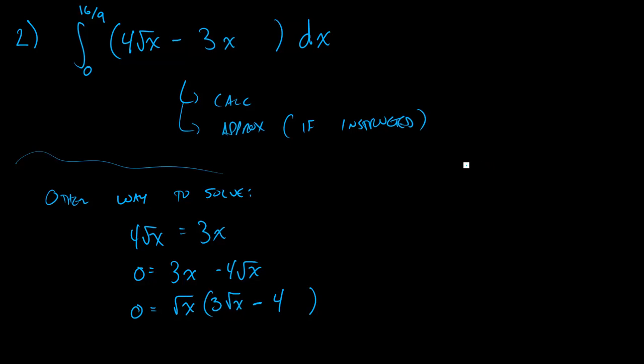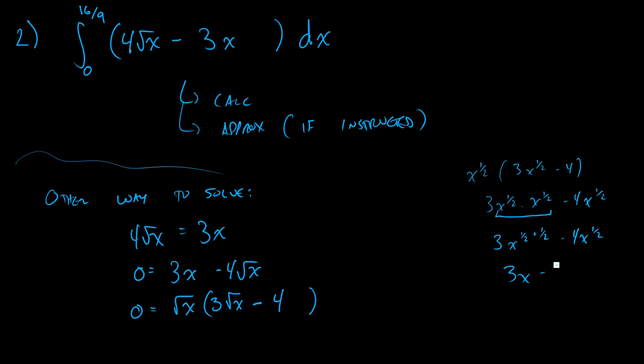The reason for this is that root x is really x to the 1/2. So we really have x to the 1/2 times (3x to the 1/2 minus 4). We can multiply this out, so I'll get 3x to the 1/2 times x to the 1/2, minus 4x to the 1/2. Since these have a common base, it's an algebra rule that x to a power times x to a power lets me add the exponents: 3x to the 1/2 plus 1/2, minus 4x to the 1/2, and I'll get 3x minus 4 root x, just like I wanted.